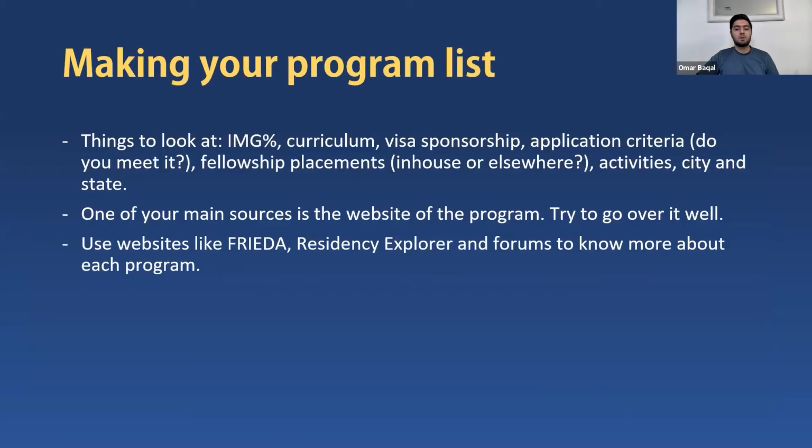Now, again, when talking about the program list, things you want to look at are basically, if you're an IMG, you want to ensure that you have a lot of programs in your application which are IMG friendly. You may choose to apply to some non-IMG friendly places like I did. That is perfectly fine. But obviously, there needs to be a good number of IMG friendly programs that are known to take IMGs. If there are programs who've taken graduates from your med school before, that's an additional plus, so you should be considering those programs as well.